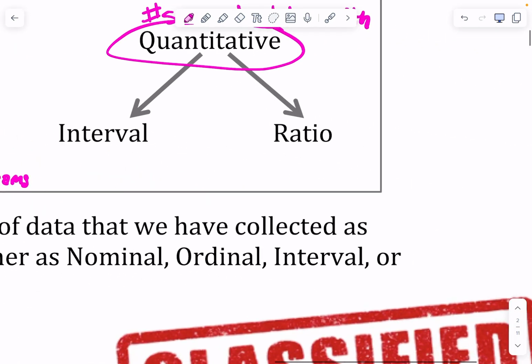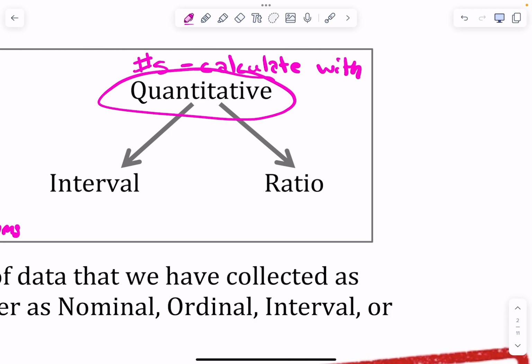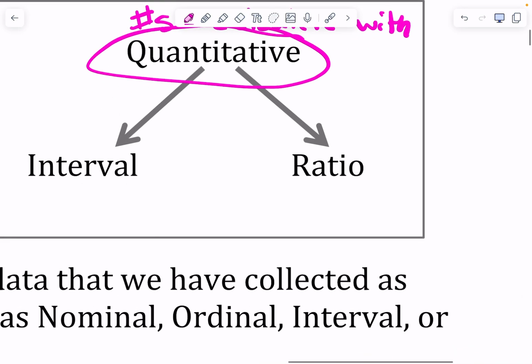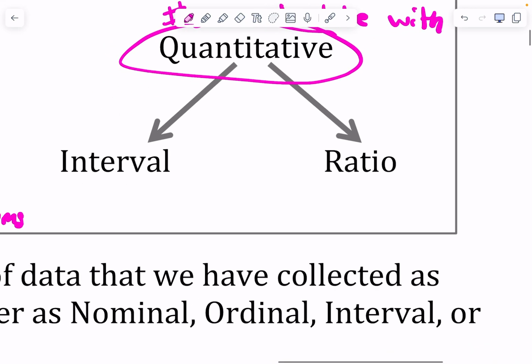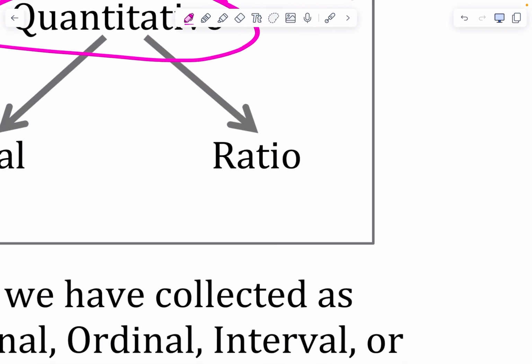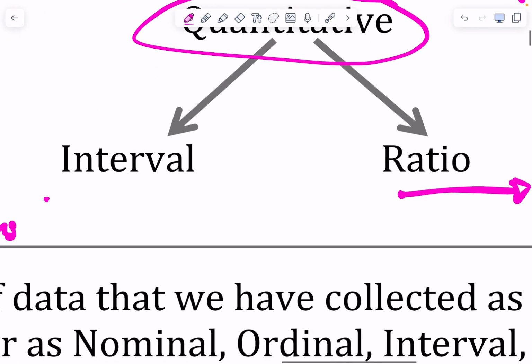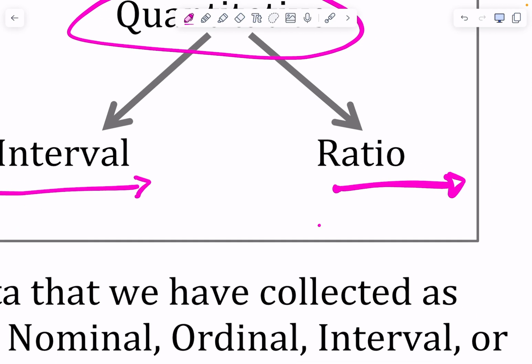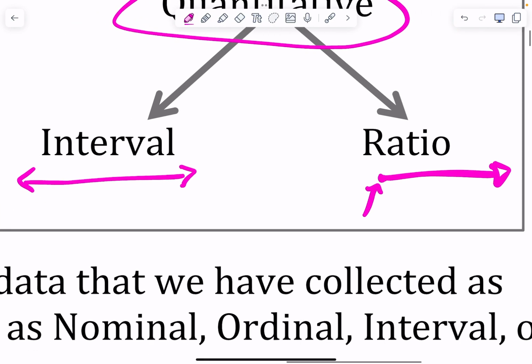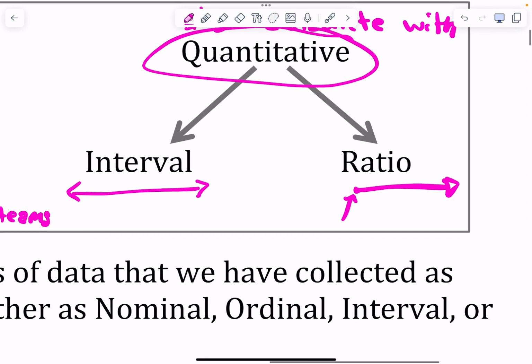Okay, interval and ratio. These are calculated numbers, like data stuff. What's the difference between interval and ratio? Here is the way that I look at it. Do you remember this when I taught you it the first time? Ratio has a 0 value. Interval does not. So give me some examples of each one.